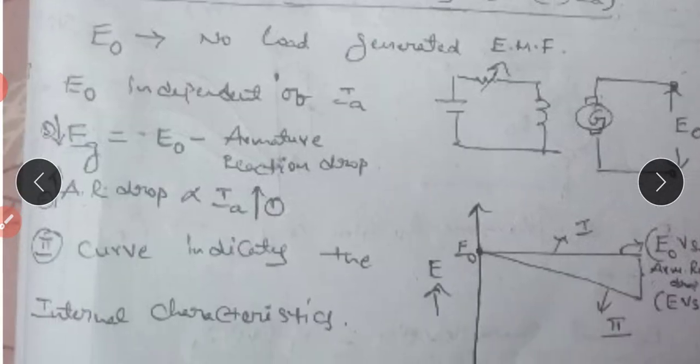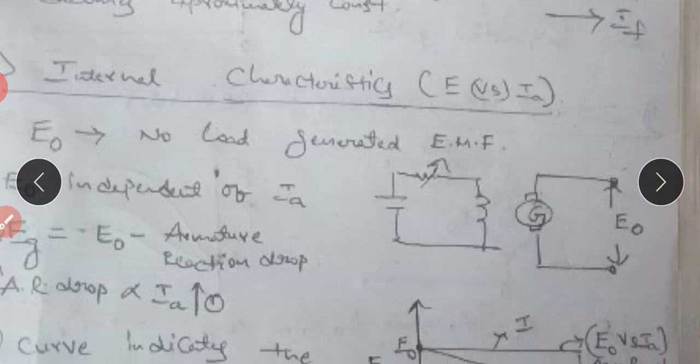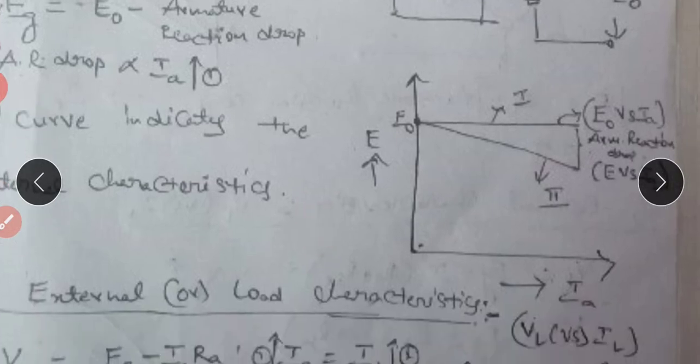So E0, the no load generated EMF, is independent of armature current value. You know that E0 equals the formula phi Z N by 60 into P by A. The generated EMF value is independent of armature current in case of a separately excited DC generator. Armature current means the current delivered by the armature. E0 is independent of armature current. So in order to draw the internal characteristics, first we have to draw the E0 versus IA graph. By using the E0 versus IA graph, next we can draw the graph between E versus IA.